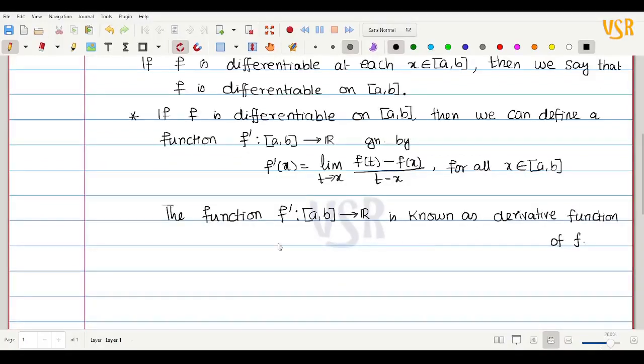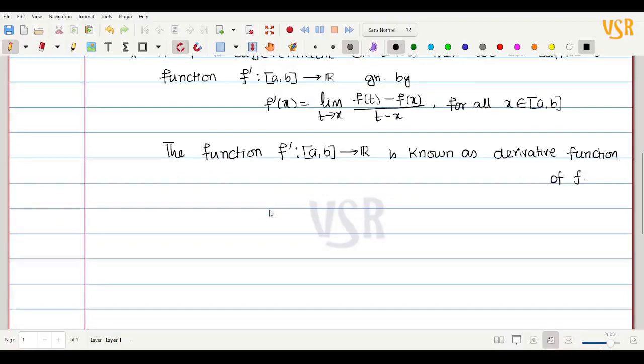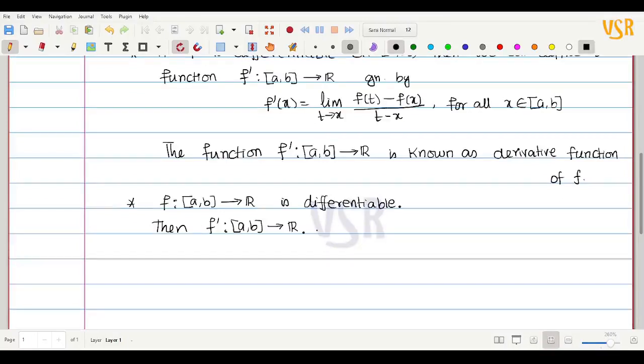Now look here, then we can go to the next level. Now what I do is take something new. Look here, f is a function from the closed interval [a, b] to R which is differentiable. This is given. Then f dash is a function from the closed interval [a, b] to R, which we can define, defined in star. So this function is defined in star.